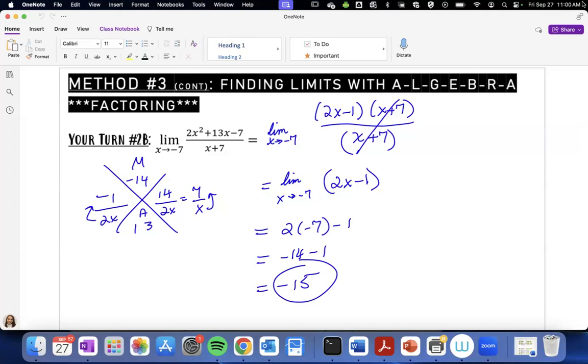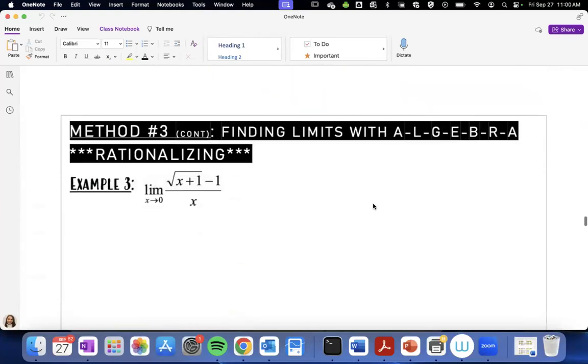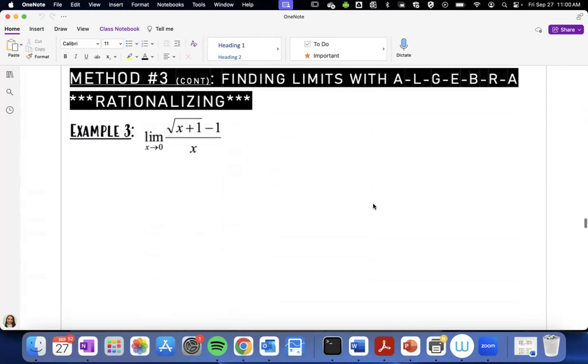Let's move to the next type. All right, rationalizing. Look at those square roots. When I plug in 0, if I just substitute in, I get root 1 minus 1 over 0. That's 0 over 0. Can't have it. So we have to do some algebra.